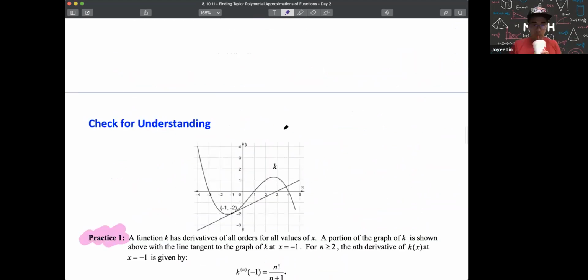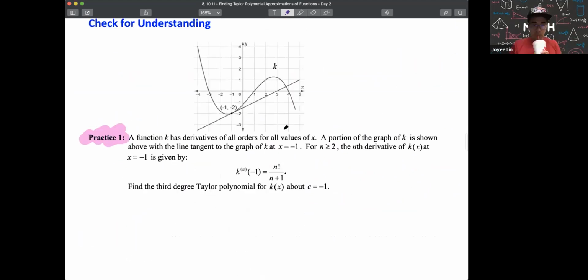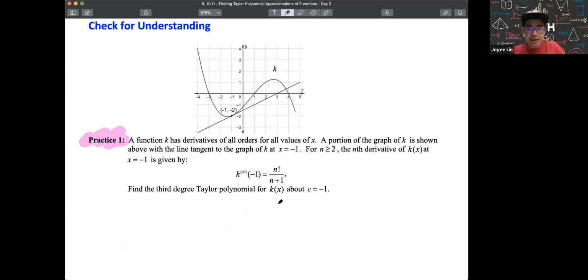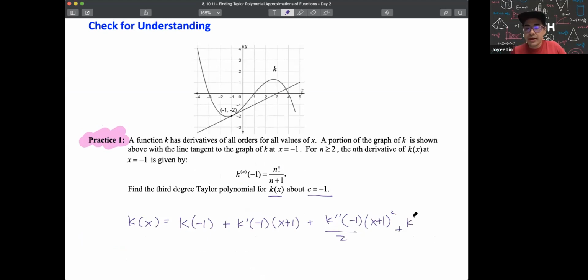Okay, we also have the graphical method. Third degree Taylor polynomial for k of x around c is equal to 1. So we can just start off, always just start off by writing this so you get that out of the way. And then we know it's centered around -1. So k of -1, k prime of -1 times (x plus 1), k double prime of -1 times (x plus 1) squared over 2, k triple prime of -1 times (x plus 1) cubed all over 3 factorial.